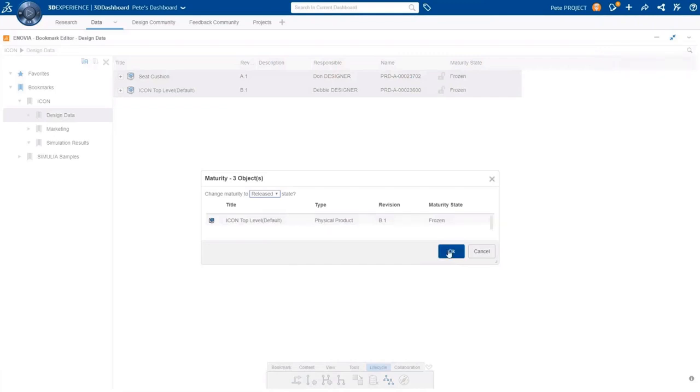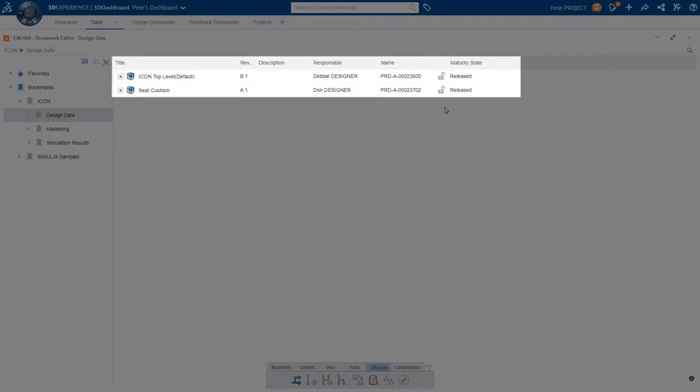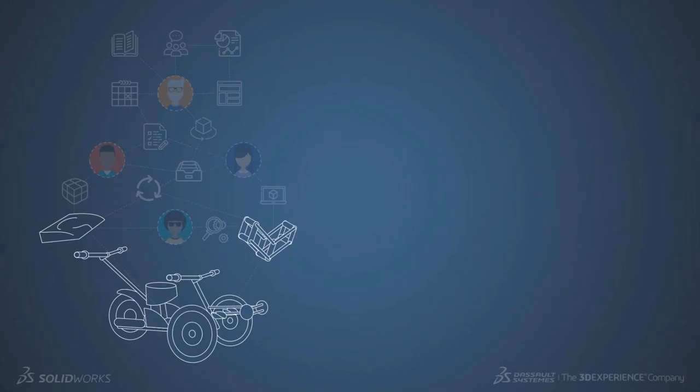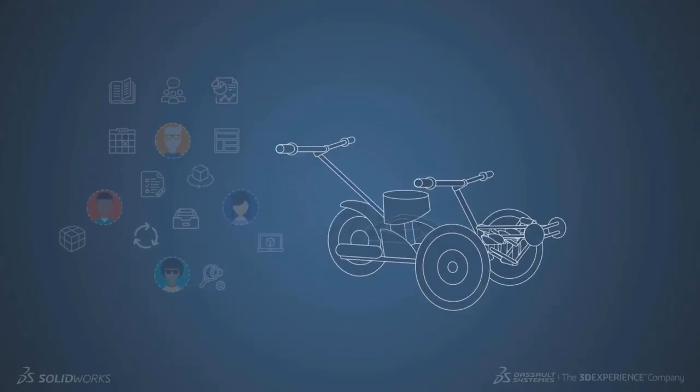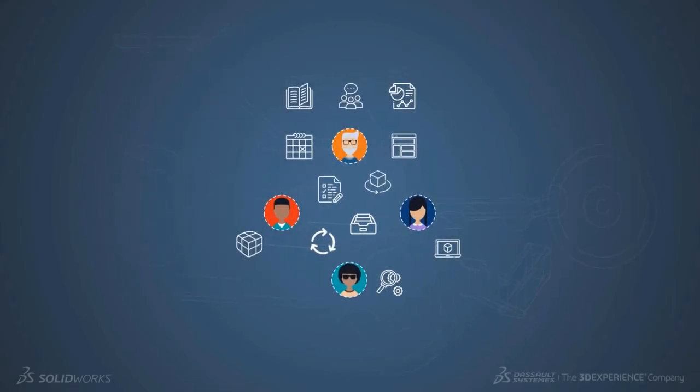Pete can select the top-level Icon Explorer and the seat cushion that Pete moved, and he can now set that maturity from frozen to released. So Pete has completed the project on time. He's feeling pretty good about himself and the redesigned Icon Explorer wheelchair. He's also really proud of his team and their collaborative effort. They were able to quickly turn around a new redesigned all-terrain wheelchair based on feedback from a group of early prototype testers. So that brings us to the conclusion of our design story.